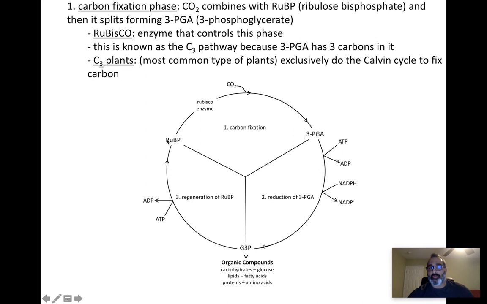Once again, RuBP has 5 carbons. It picks up a carbon dioxide through carbon fixation with the help of Rubisco. Now that 6-carbon molecule gets chopped in half, forming 3-carbon molecules called 3-PGA. So they're called C3 plants, or you can call it a C3 pathway, a 3-carbon pathway. 3-PGA, with 3 carbons, is the main product of step 1, called carbon fixation.